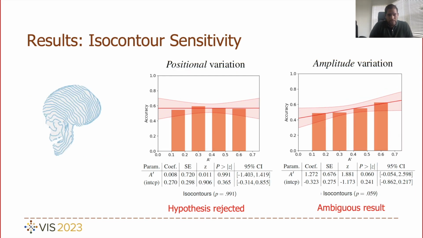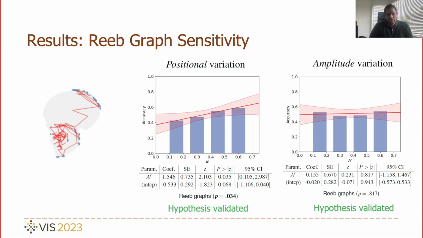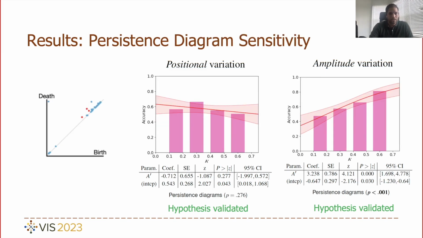Now, isocontours were in the least agreement with our expectation. We hypothesized that isocontours will show high sensitivity to positional variation, but they did not, as can be seen through the flat line. And also we did not expect them to be sensitive to amplitude, where they showed some weak sensitivity to amplitude variation. Now, reeb graphs and persistence diagram both validated our hypothesis.